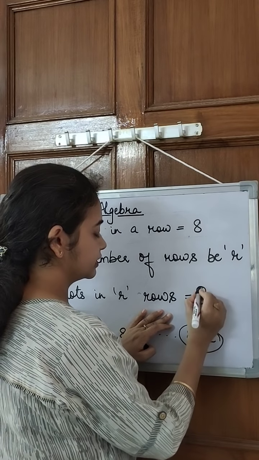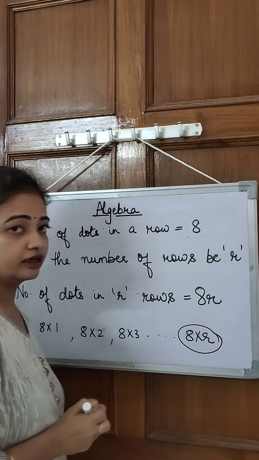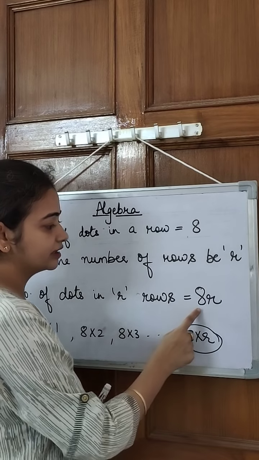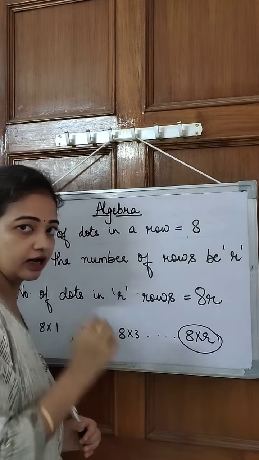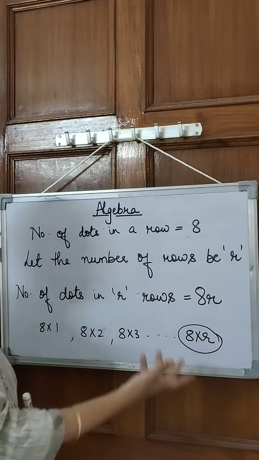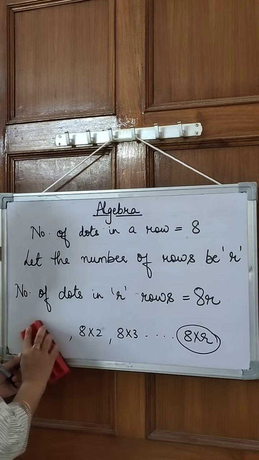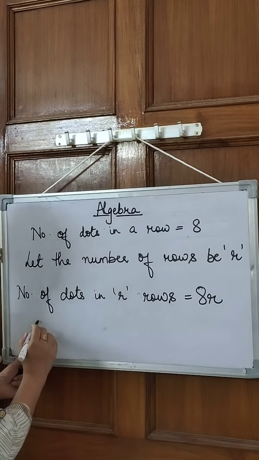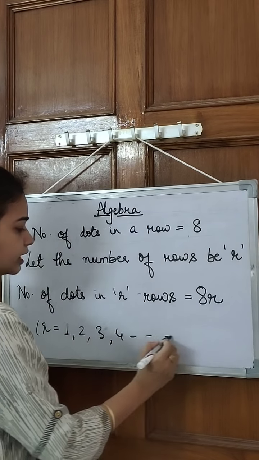Means if I write 8r, this means I have not put any sign between the constant and the variable, which always means that it is multiplication. Means 8 is multiplied by r. Now, whatever is the number of rows, we can find out our answer. So what can be my r here? My r can be 1, 2, 3, 4 and so on.